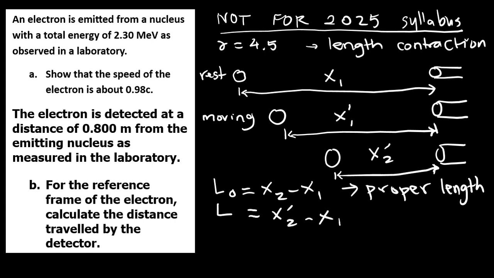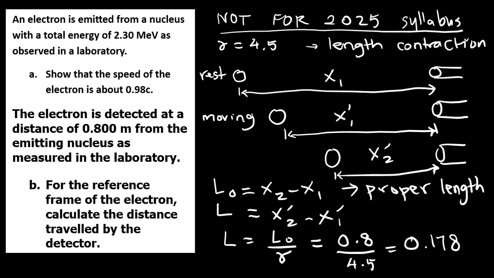minus x1 dash. Now, to calculate L in terms of the proper length, we use the formula L0 over, that is the proper length divided by the Lorentz factor. So that is going to be 0.8 over 4.5, which gives us a value of 0.178 meters to 3 significant figures.